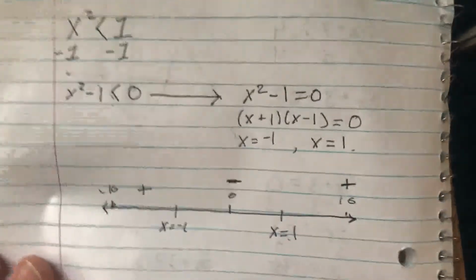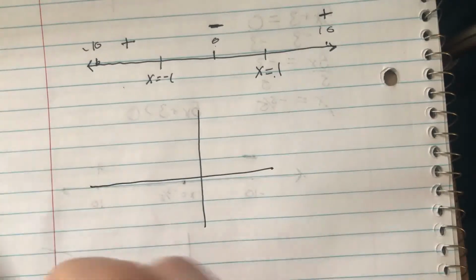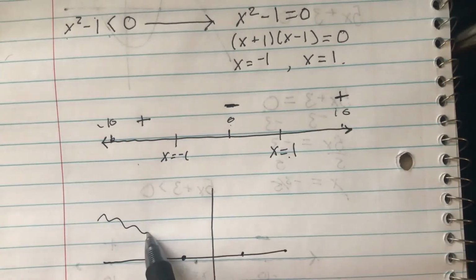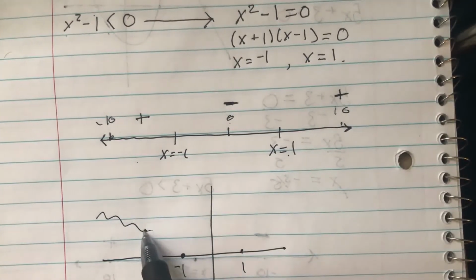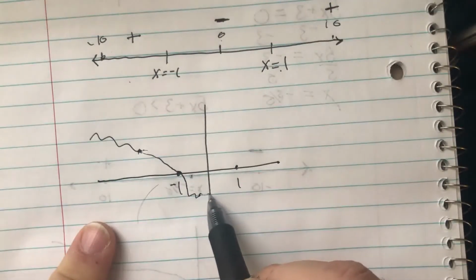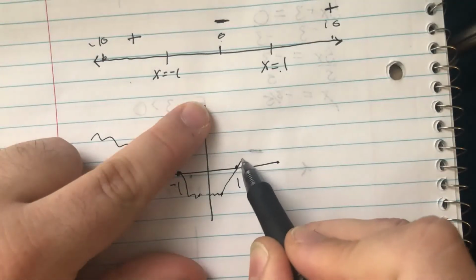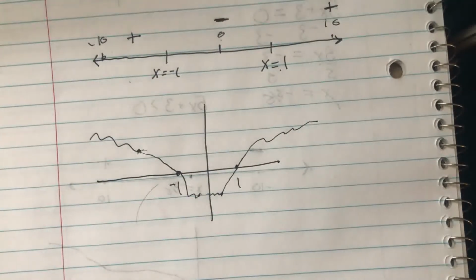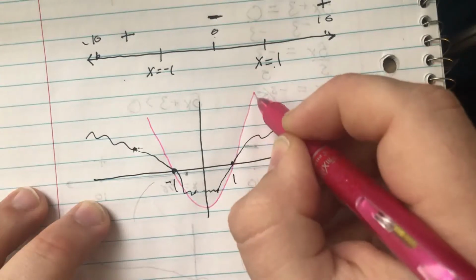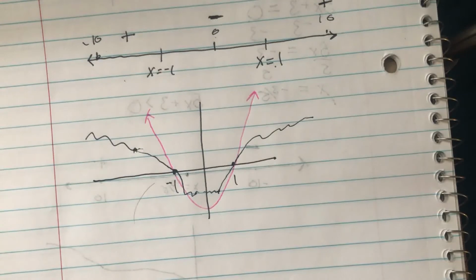So we know that the graph, well, the graph's going to be a parabola, but we know for sure that the graph is going to be up here doing something, and then it's going to hit negative 1, and it's going to cross the line, and then it's going to be down here doing something else. And then at 1, it's going to be positive, so it's going to cross the line again, and then it's going to be up here. In actuality, it's going to look something more like this, but again, that's not super necessary for what we're doing.